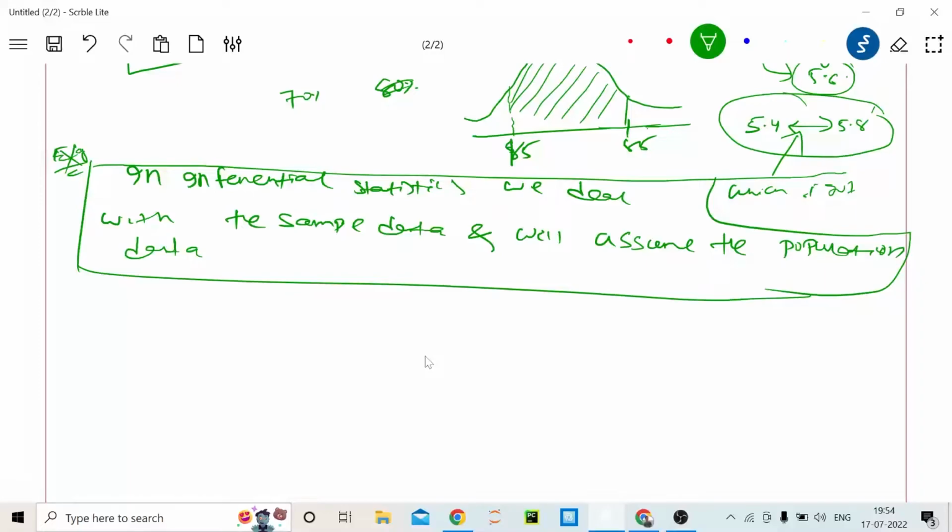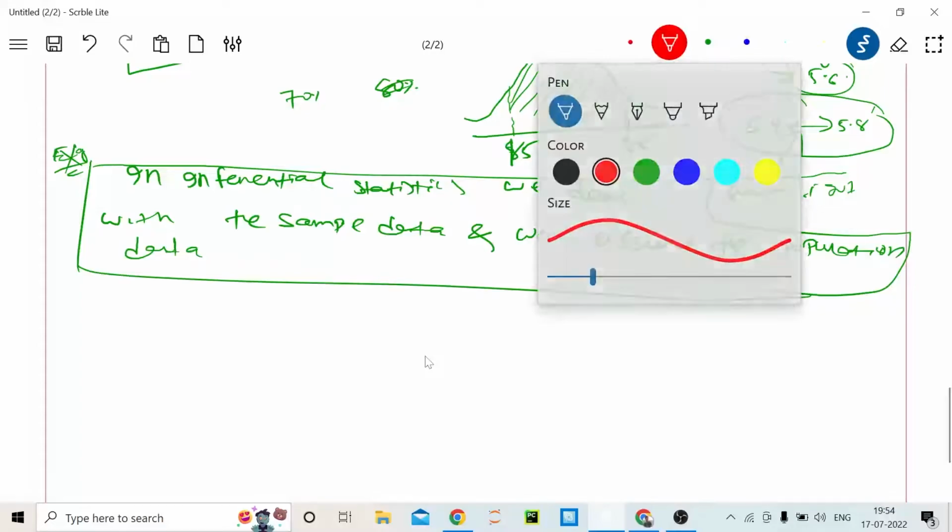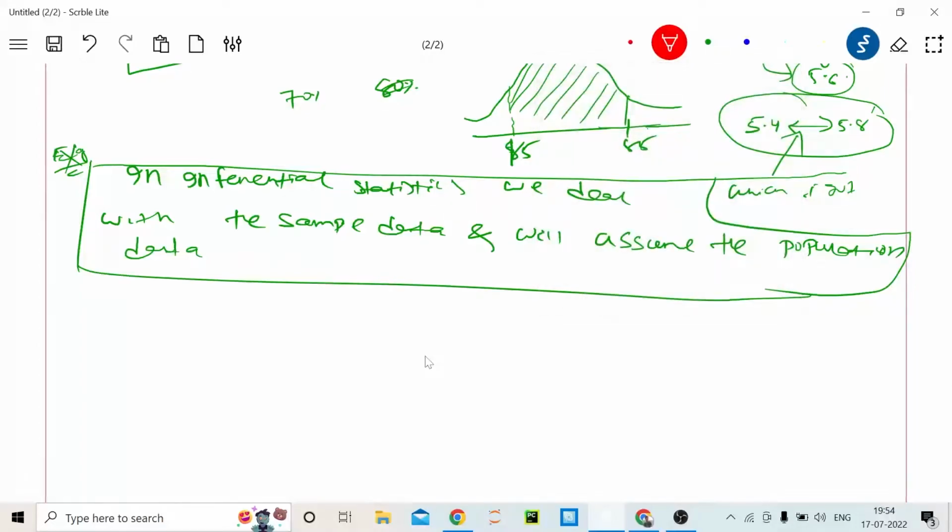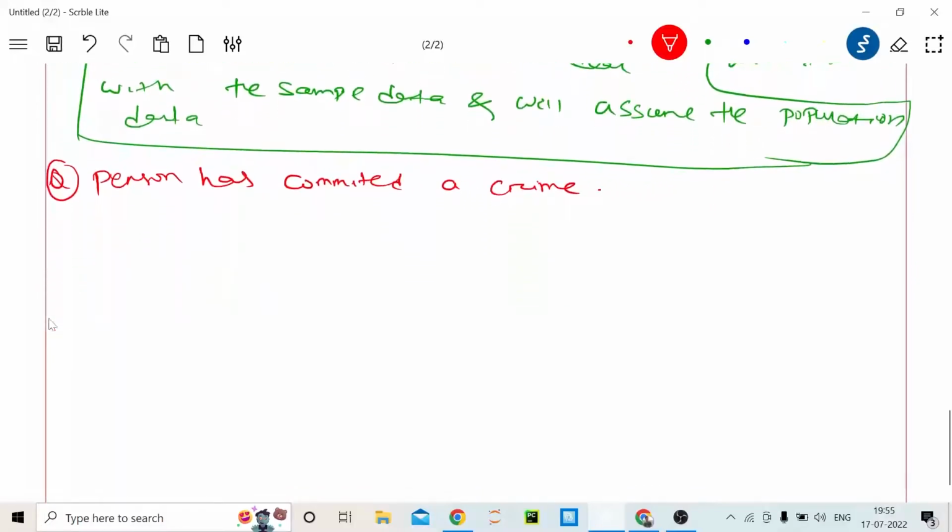Let's take an example. Let's say there is a question: a person has committed a crime. That means the person may have committed some sort of crime, or may not have. Then what are the chances, and how can we relate statistics to that?